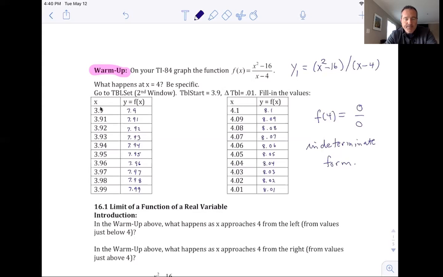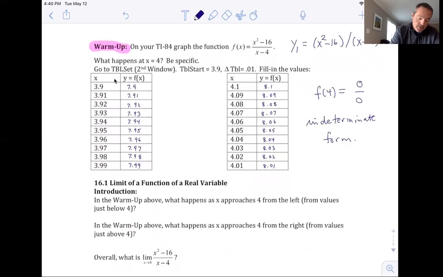And you will get your x's listed as 3.9, 3.91, 3.92. It'll just keep going. And your next column should show you the y values with this y1 function plugged in. And look at what happens as your x's go from 3.9 to 3.99. In other words, as they approach 4, the x's are going towards 4, the question is, what are the f of x's? Where are the y's getting close to? 7.9, 7.91, 7.92, all the way to 7.99.